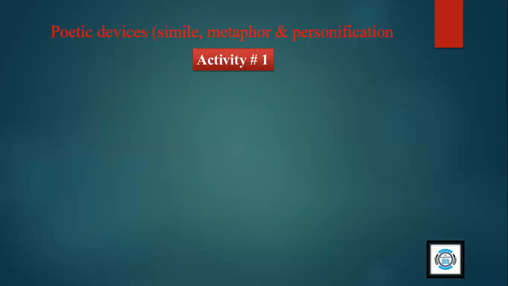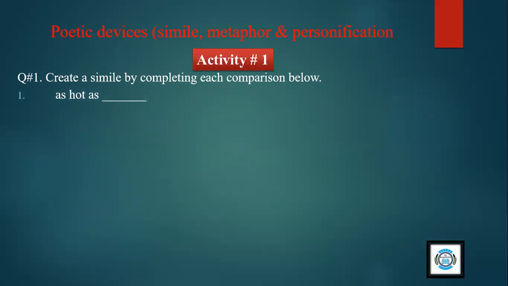Now let's see our activities. Activity number one: create a simile by completing each comparison below. As hot as, so what do you think? Which are the hot things around you? Of course, fire. Shines like, which things shine? You can write stars, sun, whatsoever you like.